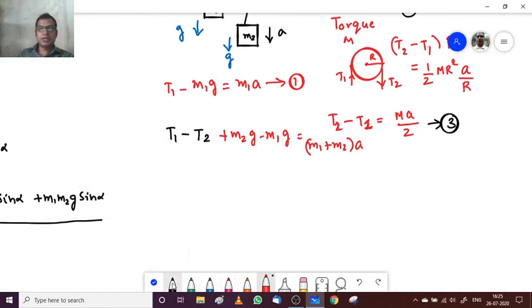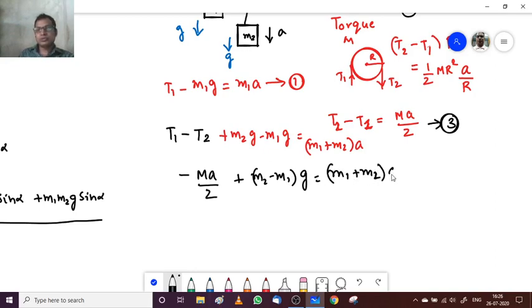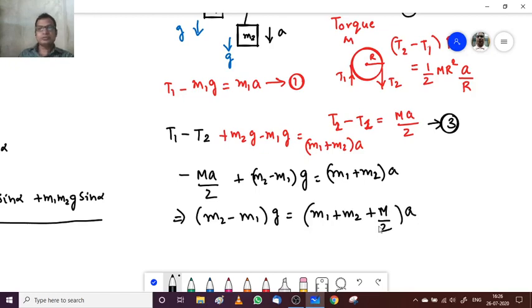Okay. Now if I try to put this, you can say this is minus MA by 2 plus M2 minus M1 into G is equal to M1 plus M2 into A. So what you say is M2 minus M1 into G is equal to, you can say, M1 plus M2 plus M by 2 into A. That is what it is. So we got the equation for acceleration over here.